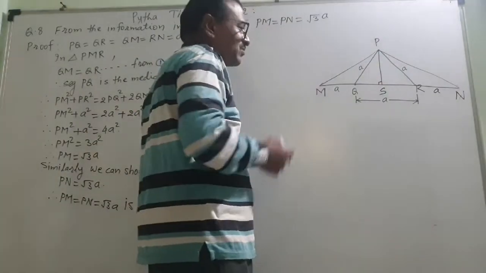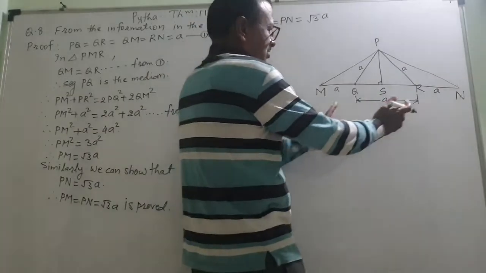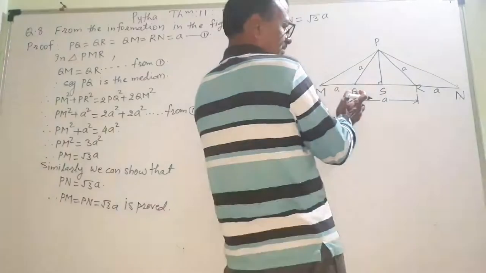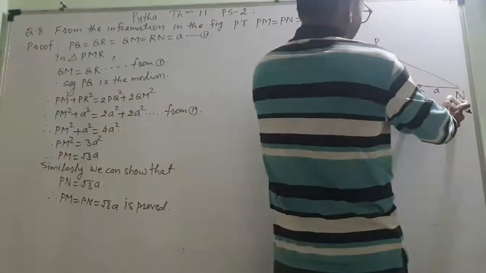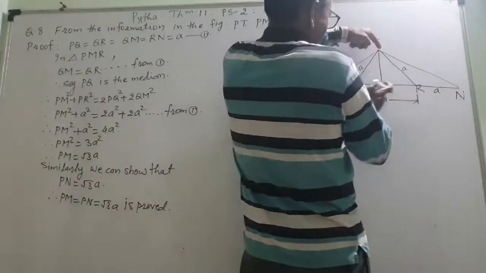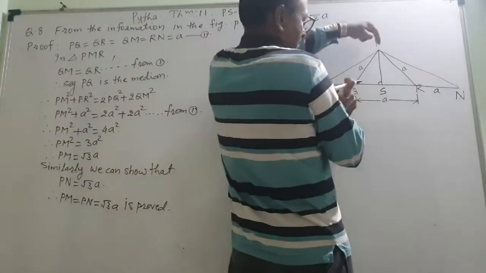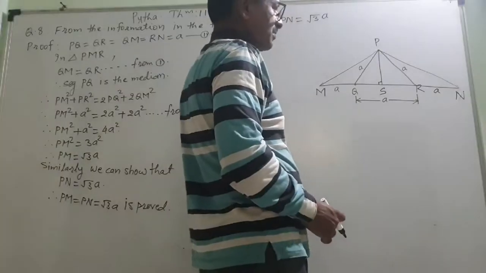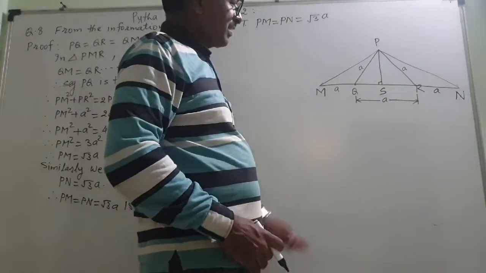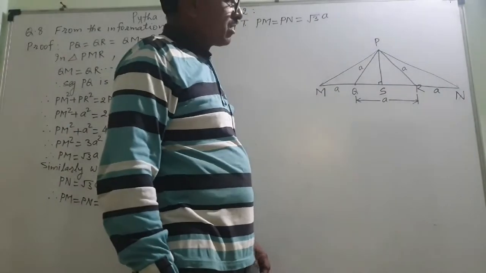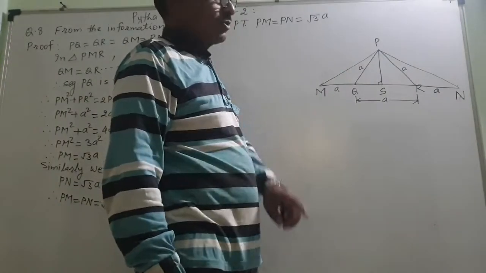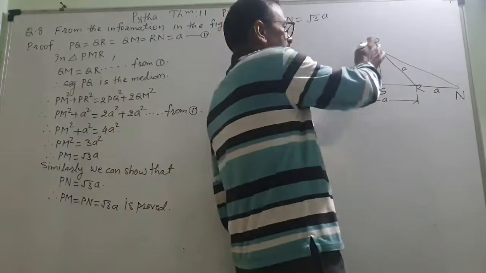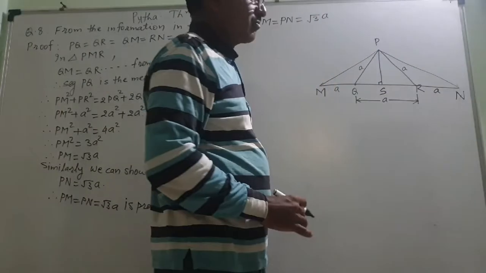We will just analyze what is given in the figure. This QR is A, this QM is A, RN is A, PR is A, and PQ is A. This is a perpendicular given. Not needed to use that, but the perpendicular also can be used. How? That I will tell you. There are two ways of solving this question.